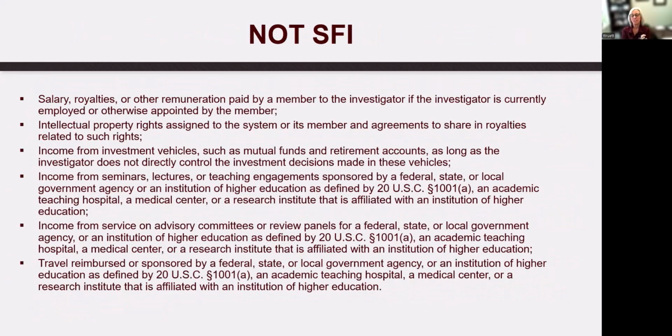That was a definition of what is significant financial interest. And so now I'm going to talk just a little bit about what is not significant financial interest. The federal government does not need to know about this, and the institution does not need to know about this. Your salary that you earn from your own institution is not anything that you need to disclose. You do not need to disclose that you received IP rights or any royalties if the system owns that IP. If you have IP that you generated from a previous employer and you still are receiving royalties from that, then yes, you would need to disclose.